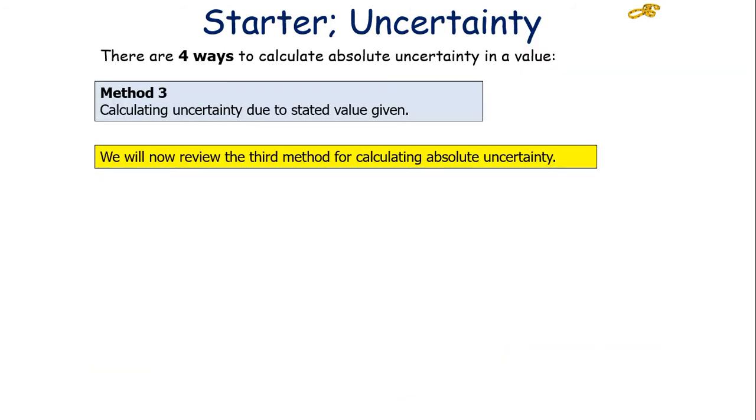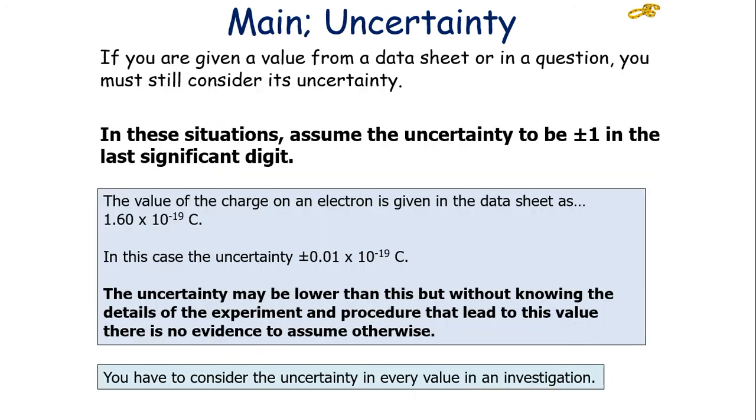So the next particular method is looking at the uncertainty due to a stated value. Now, if you have a stated value, such as a constant, then what you have to do is you assume the uncertainty to be plus or minus 1 in the last significant digit. Now, the uncertainty may be lower than this, but without knowing the details of the experiment to produce that value and the procedure that led to the value, there's no evidence to suggest otherwise.